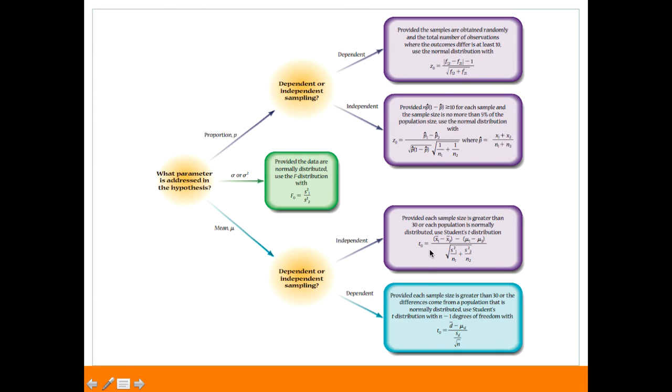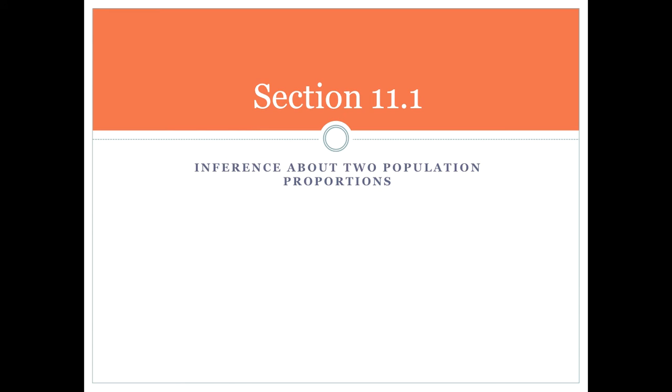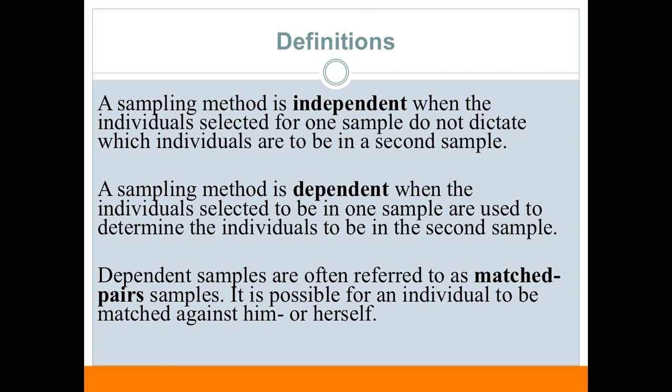I just wanted to mention where we're going so you can see all of the different moving pieces we have. But basically the main idea is we're going to have confidence intervals and hypothesis testing for means and proportions for dependent and independent sampling. So the first thing we're going to talk about in section 11.1 is the inference about two population proportions. We first need to go through some definitions.